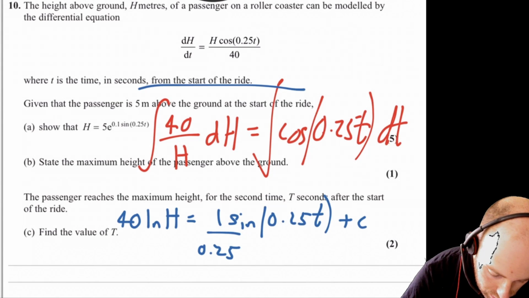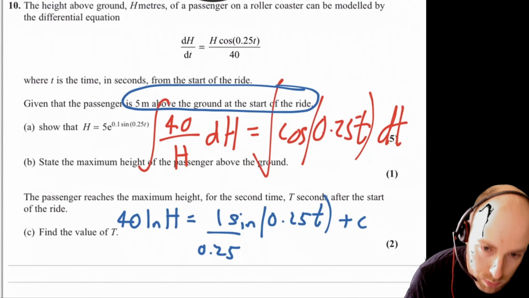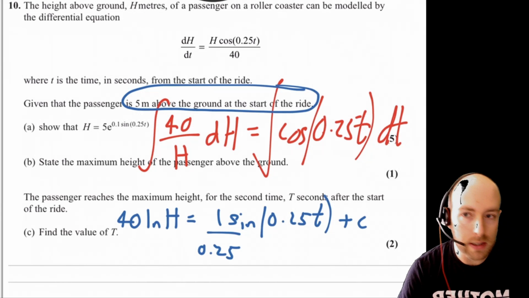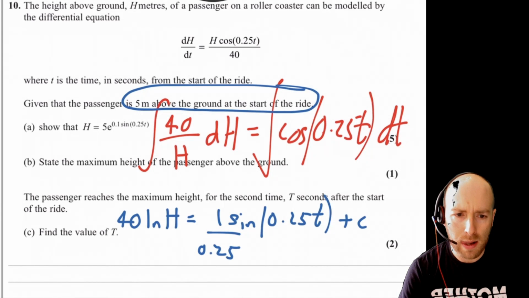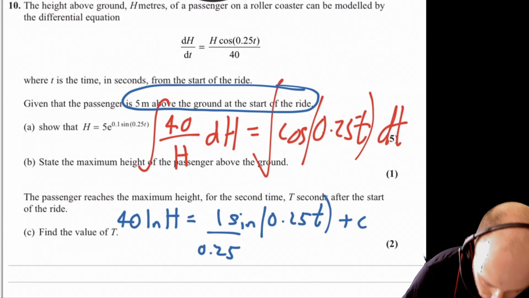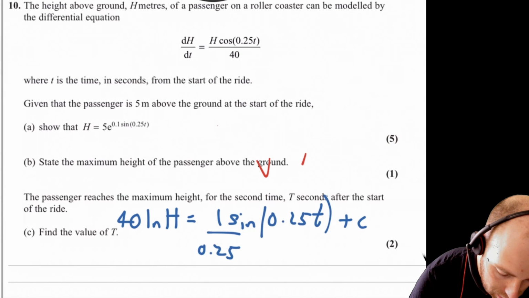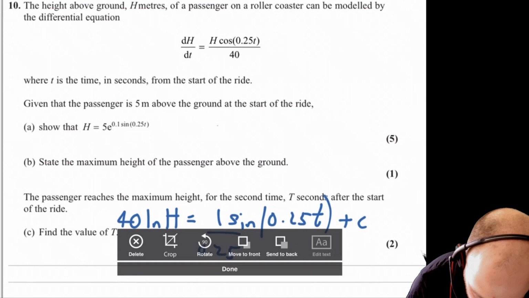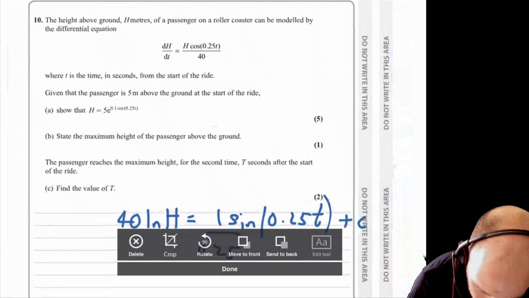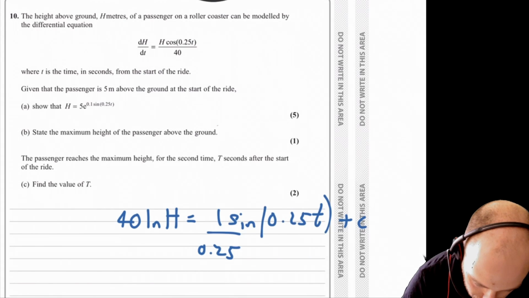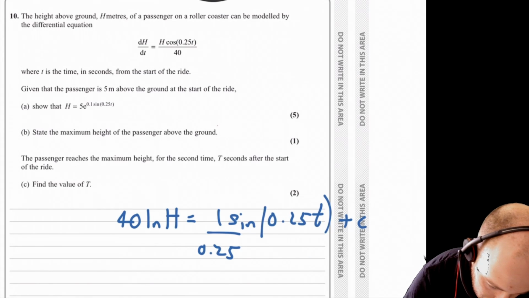We're told at the start of the ride it's 5 meters up, so h equals 5 when t is 0. Sorry, Zach, I'll swipe you in. So if I get rid of this, put it all on one side. Actually, maybe I can zoom out a bit now. So h is, what did I say it was? h is 5 when t is 0.